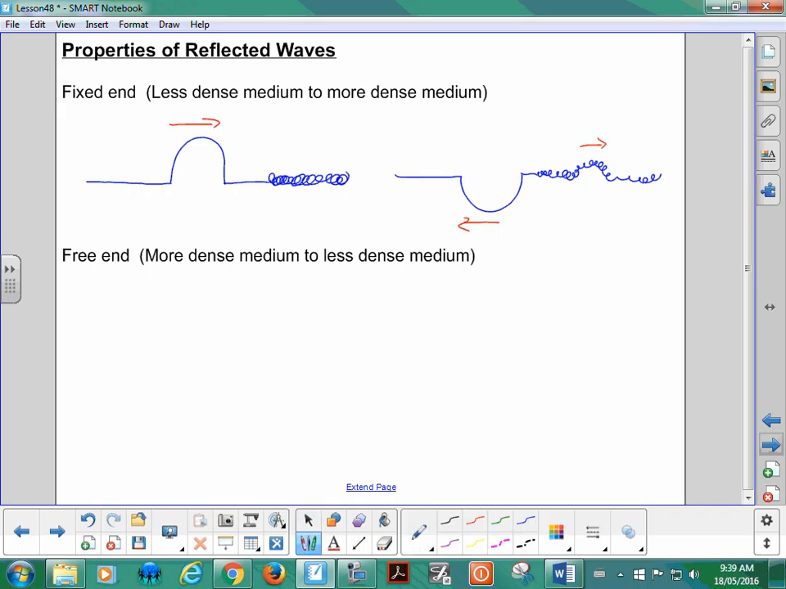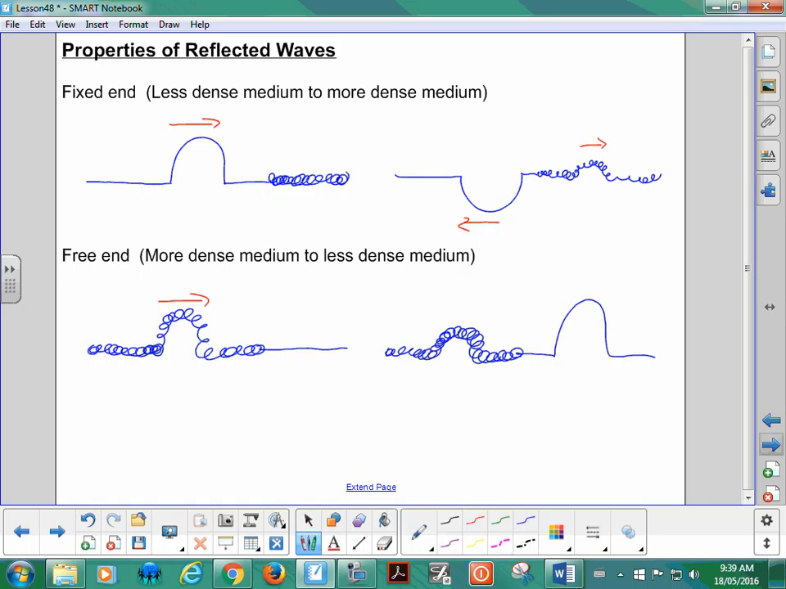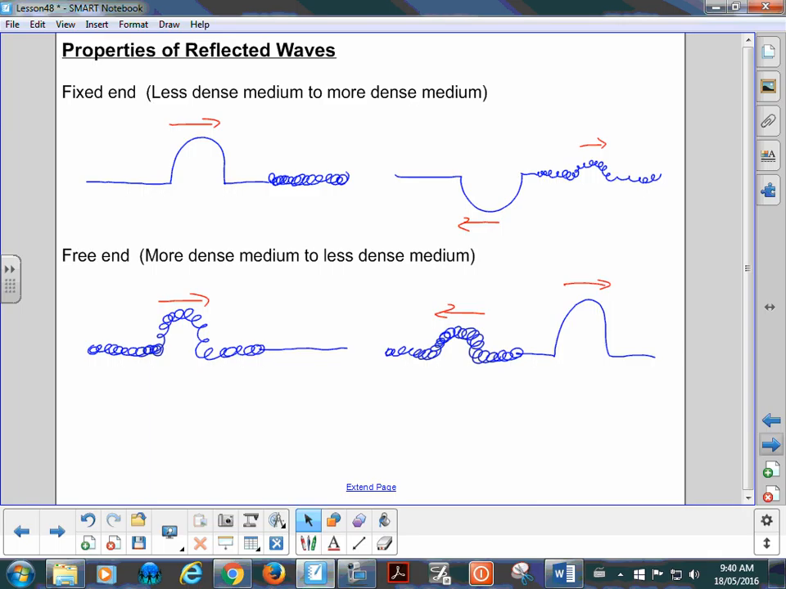And the free end, or more dense to less dense. So here's my thick pulse heading toward my lighter medium. What happens then is that thicker one will return on the same side. All right. So the pulse returns on the same side, and a pulse is transmitted. And we get that occurring. So that's what we've got to keep in mind when we're doing this analysis of constructive and destructive interference.